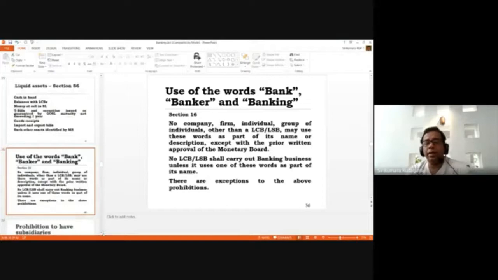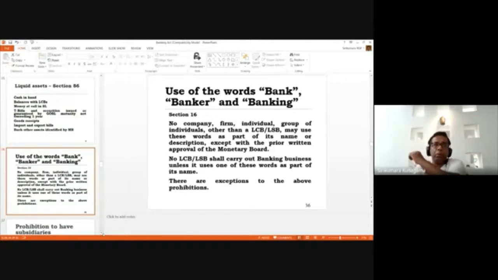You see that this requirement in Section 16 says that no company, firm, individual, group of individuals, or other than a licensed commercial bank or a licensed specialized bank may use these words as part of its name or description. What are the words? Bank, banker, or banking. Exceptions are that the monetary board can give written approval.